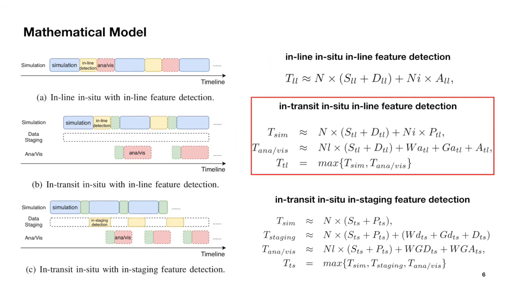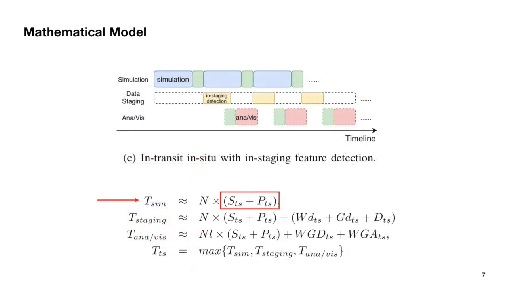One is the data producer and another is the data consumer. The workflow execution time equals the maximum value of these two components. Let's look at the third case in detail: the in-transit in-situ with in-staging feature detection.